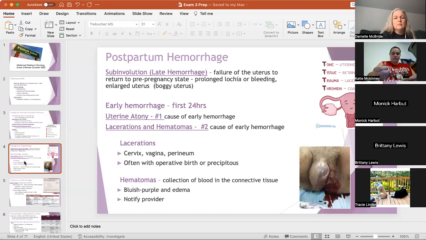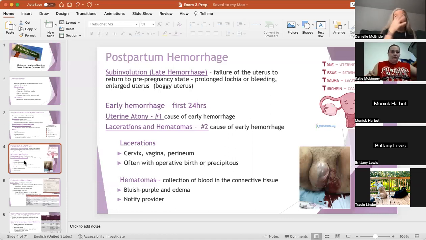The uterus not returning back to the pre-pregnancy state. Good. What would the term for that be? Subinvolution. Perfect. So keep going with your thoughts. If we have failure to return to the pre-pregnancy state, what are we seeing with this? Prolonged lochia and bleeding. An enlarged uterus, a boggy uterus. Enlarged and boggy. So what is boggy? It's where it's soft. It's not firm. It's not firm and it's enlarged.